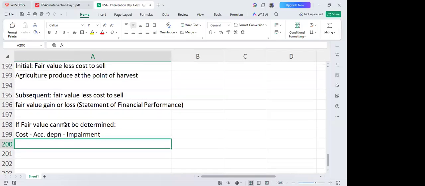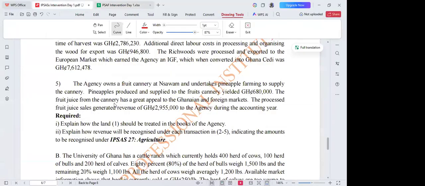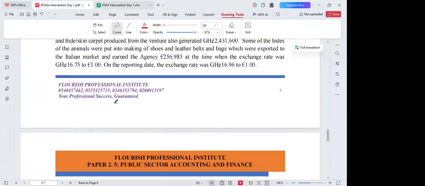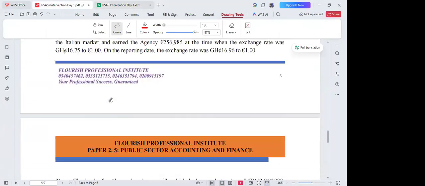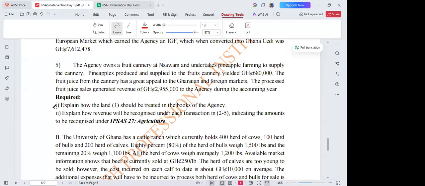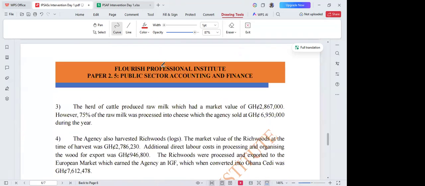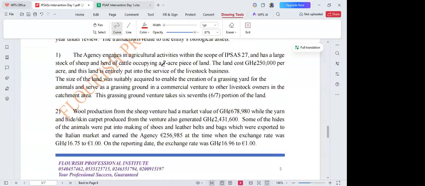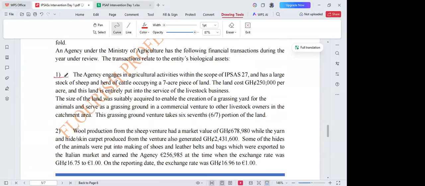So let's go to our question in this case. Arita, let me worry you again. We'll take it one by one. Remember the requirement said I: we should look at how we are going to account for the land in the books of the agency. So Arita, take just I for us in this case.